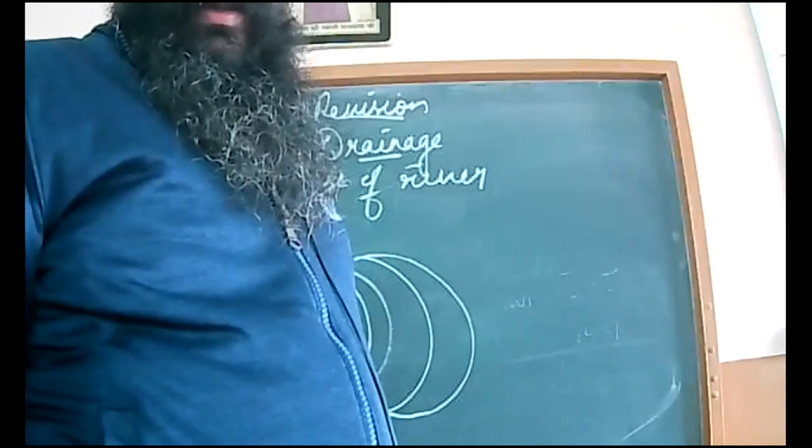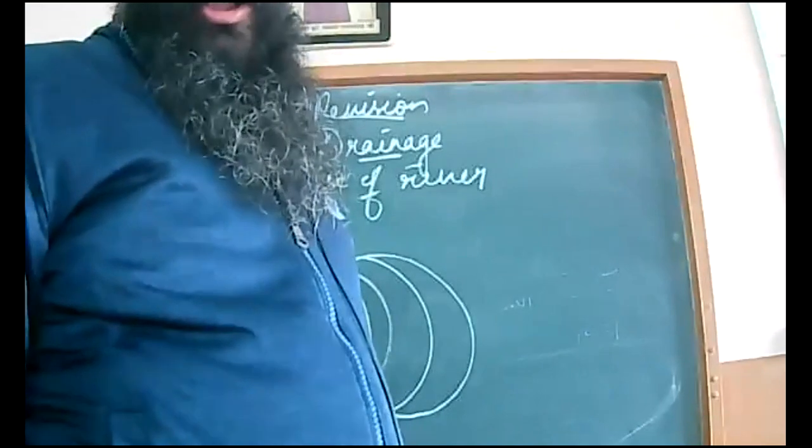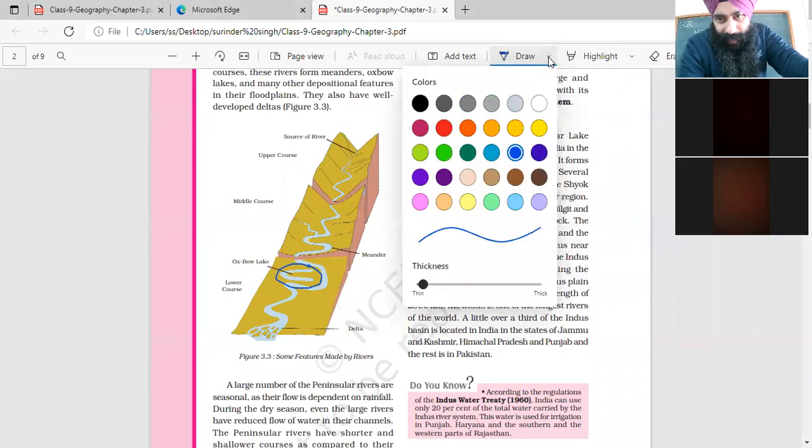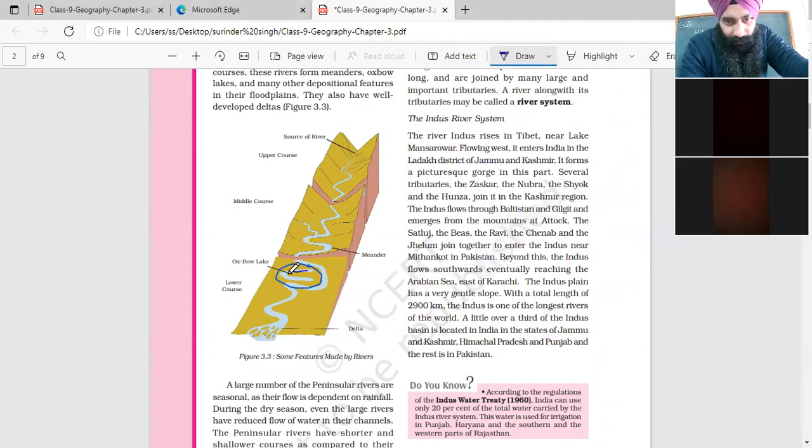Oxbow lakes exist on the surface. A lake is a water body which is surrounded by landmass. So oxbow lakes result on the surface through forward erosion and backward deposition. Such oxbow lakes come into existence through erosion and deposition on the surface. Clear?